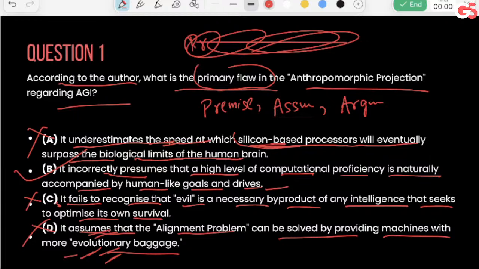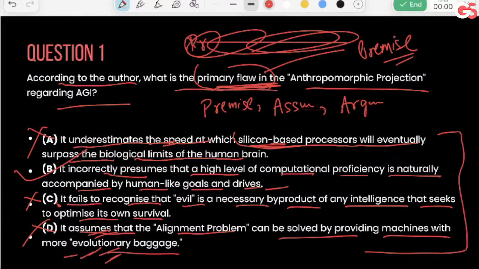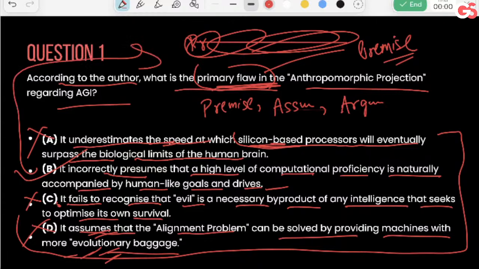ठीक है, ये क्वेश्चन जो था, this question was about premise, not about assumption. क्योंकि जो प्राइमरी फ्लॉ है ना, वो एजम्पशन नहीं होगा, वो प्रेमाइज ही तो होगा. वो एजम्पशन भी हो सकता है, लेकिन जैसे ही एक ऑप्शन सही हम मान लेंगे, तो that option will act as a premise to expose the flaw. All right, B is correct here.